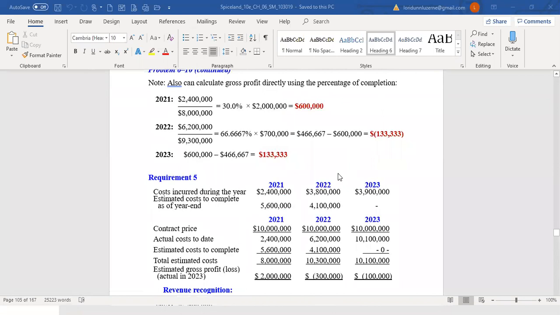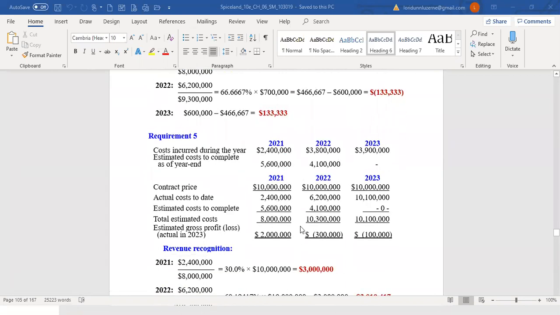Part 5 now. Our expenses start out the same, 2.4 million. We expect 5.6 in additional, so we still are expecting an $8 million total cost. Subtracted from our contract price, we get $2 million gross profit. So we're still profitable in this project. But maybe something changed. Maybe prices increased dramatically. Something big in the industry happened or in the world.